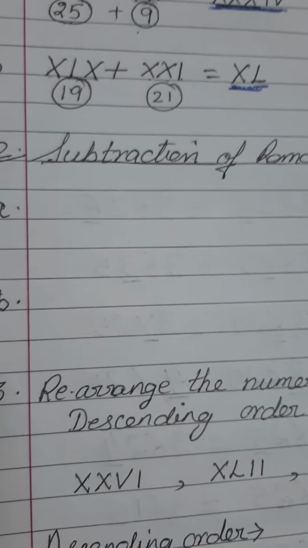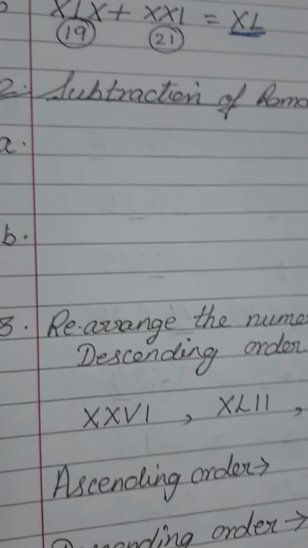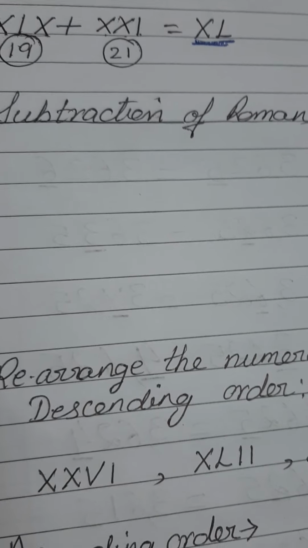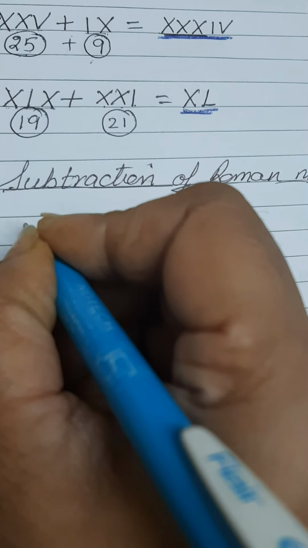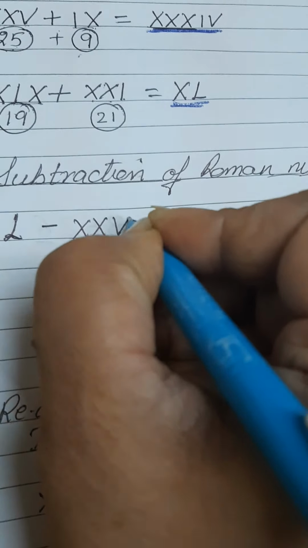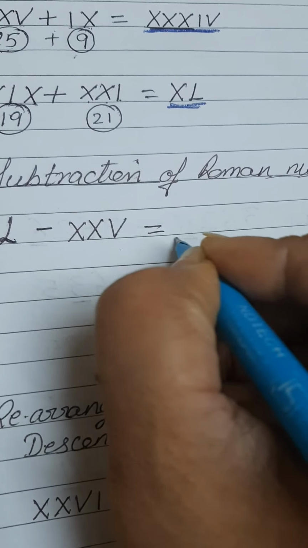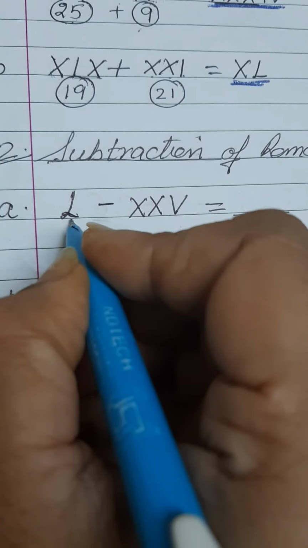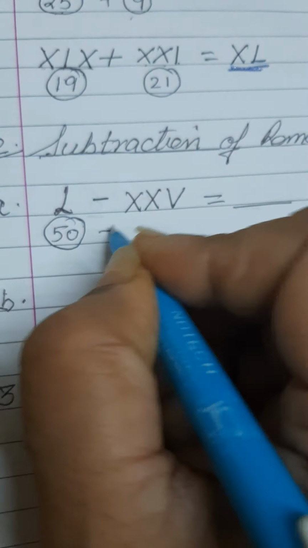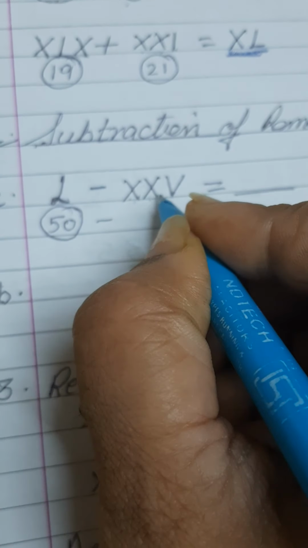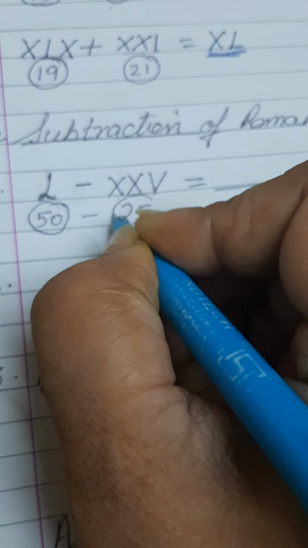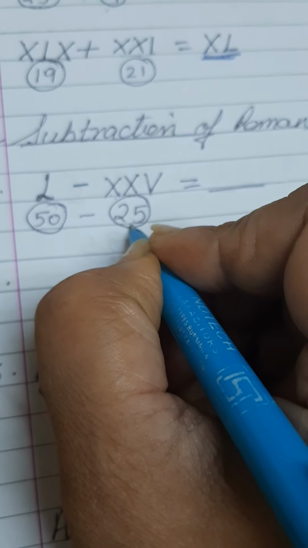Now let us move to subtraction of Roman numbers. Subtraction means taking away from a number. Now to subtract, let us take L minus XXV, or 25, is equal to how much? L stands for Indo-Arabic number 50. Write it down below it. Minus double X and V, it is 10 and 10, 20 plus 5. So it is 25. So 50 minus 25, you have to give the answer.